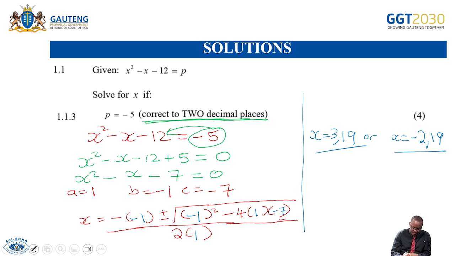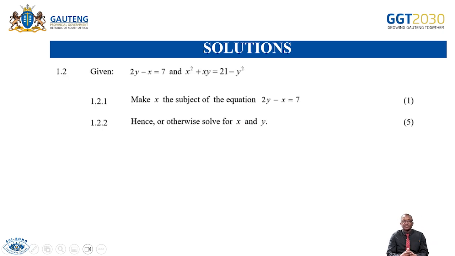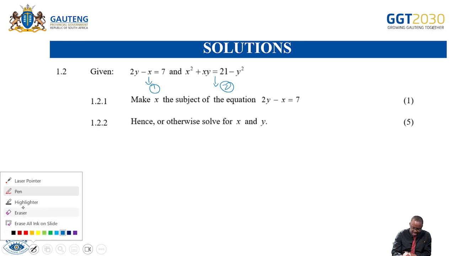So now, moving forward, we are having 1.2. And in 1.2, it says given 2y minus x is equal to 7, and x squared minus xy is equal to 21 minus y squared. Correct? We have two equations there. So we'll say this one is your equation 1, and this one is equation 2.